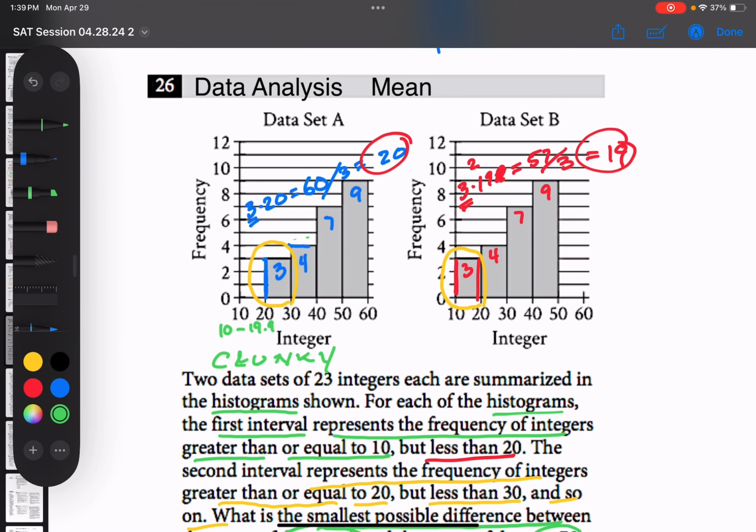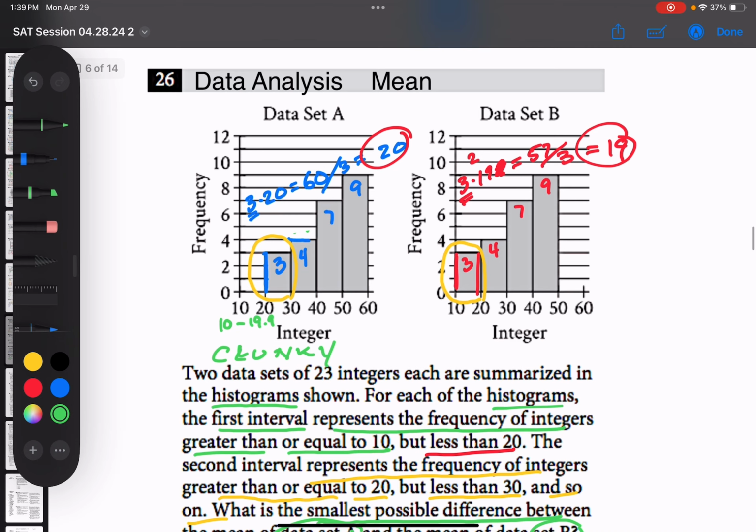But Mr. Alberto, you ignored the 4, the 7, the 9. Yeah, I did, because you're still going to get the same difference of 1.